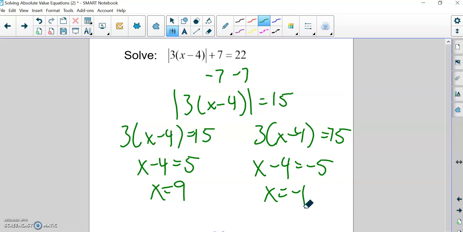So if we plug this back in up top, we're going to have x minus 4, which is 9 minus 4, which is 5. 3 times 5 is 15. Again, absolute value of 15 is going to be 15, plus 7 is 22. And then if we do the same thing on the other side, we do negative 1. Negative 1 minus 4 is negative 5, times 3 is negative 15. Absolute value of that is positive 15. And so we're going to end up with 15 plus 7, which does give us 22.